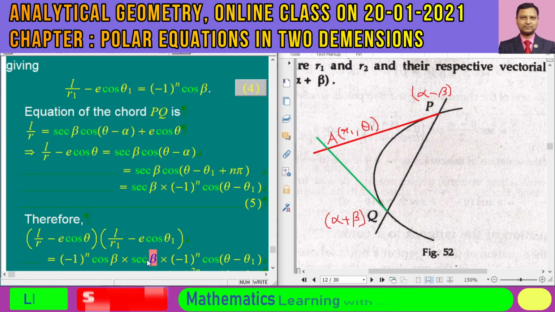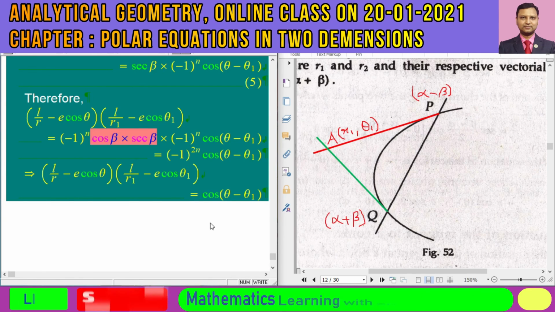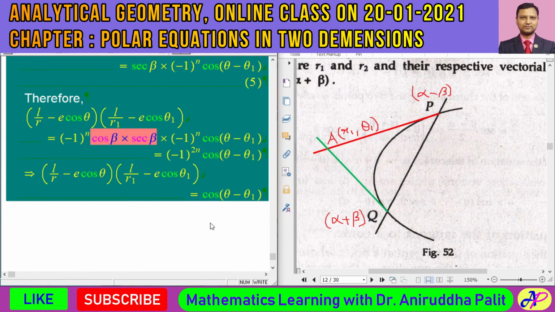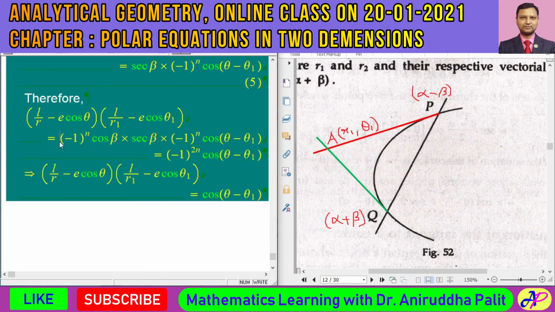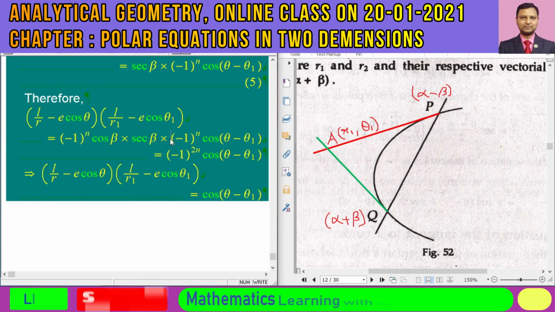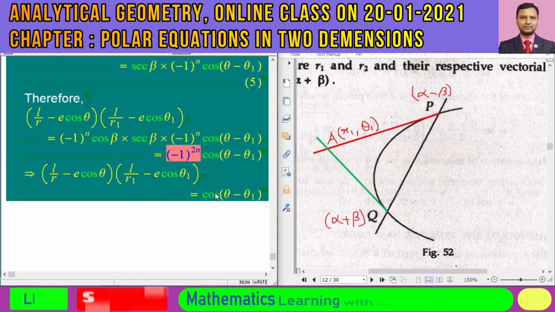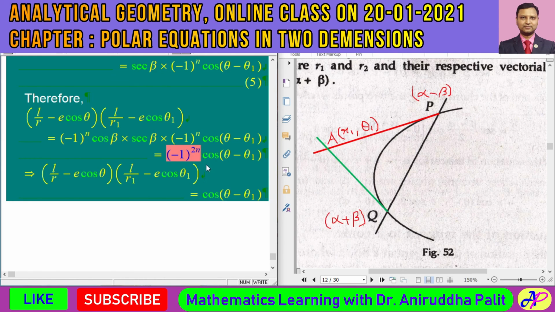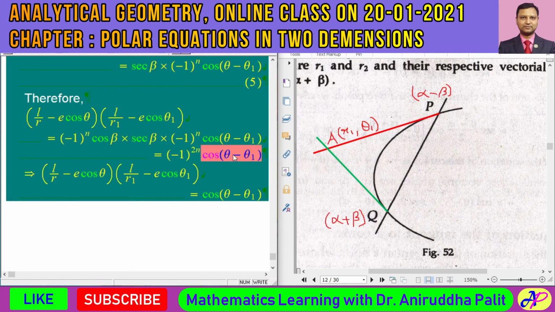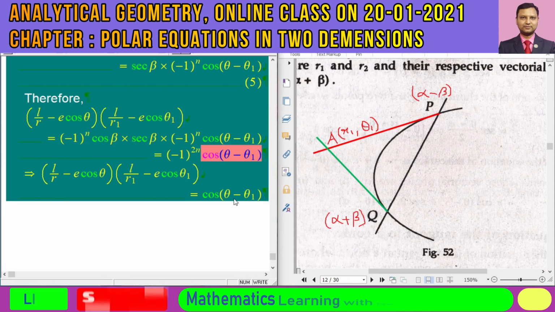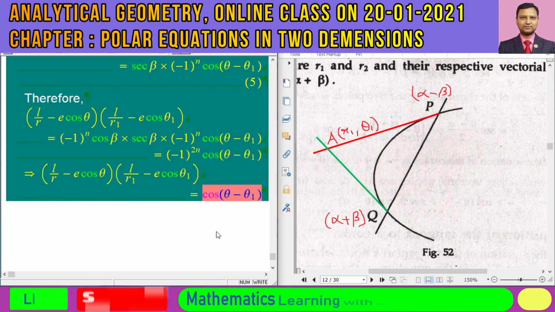What we observe is that cos of beta and sec of beta, whenever they are multiplied with one another, generate 1. This product is equal to 1. Ultimately we have minus 1 whole to the power of n multiplied by minus 1 whole to the power of n. That would give us minus 1 whole to the power of twice n, which is nothing but 1. Therefore, we effectively have the factor cos of theta minus theta 1 on the right hand side.